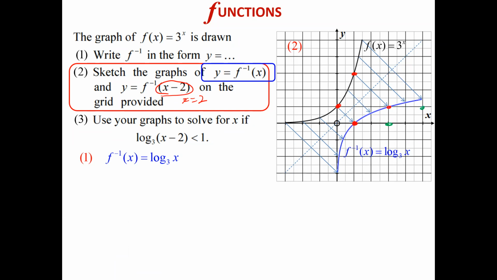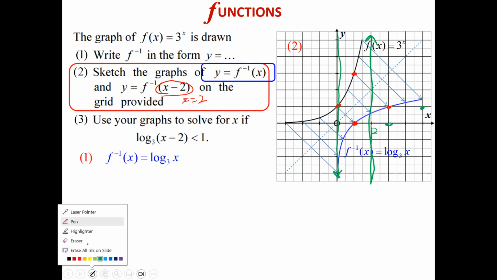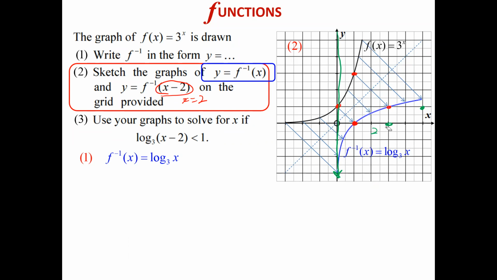And then, if the y-axis is the asymptote, that's also going to shift 2 units, which makes the new asymptote sit at x equal to 2. So we're going to put this all together for you.